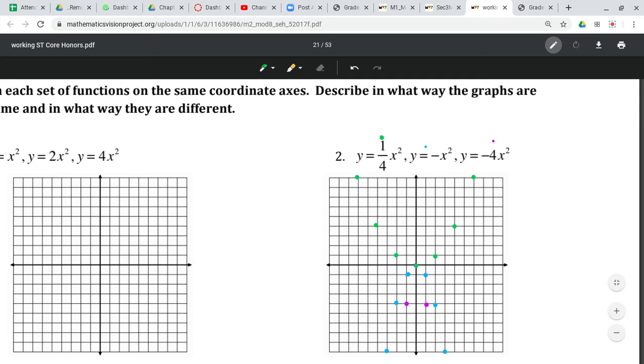So here are our 3 parabolas. We've got the purple, the blue, and the green. Now we want to say in what ways they are the same and what ways they are different. So they all have the same vertex.